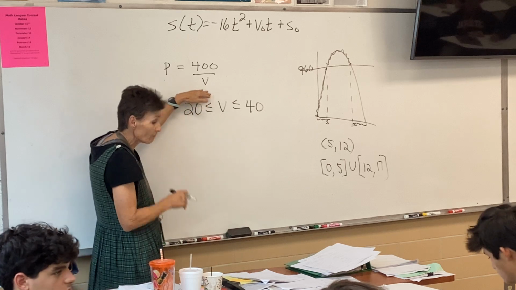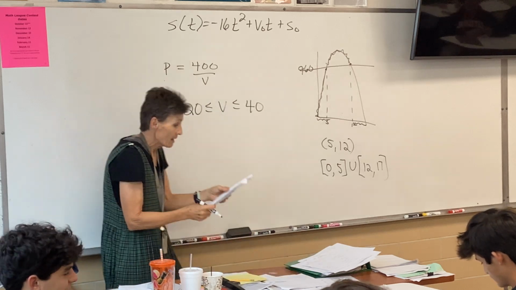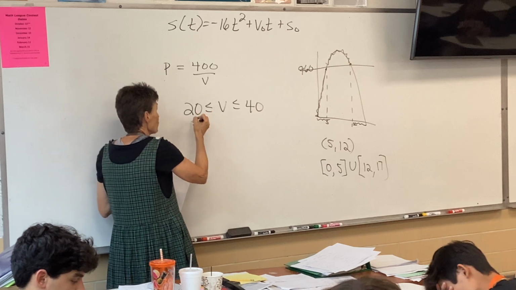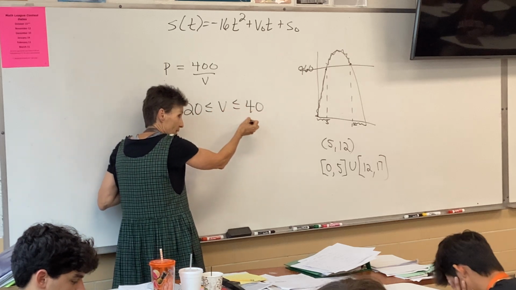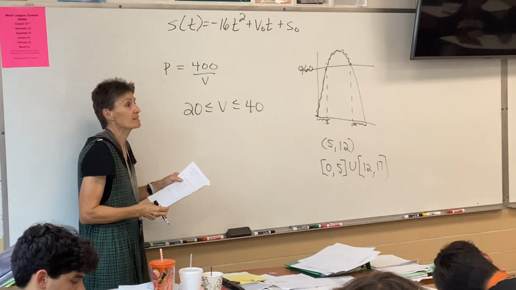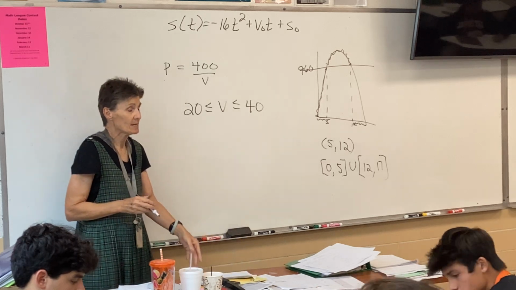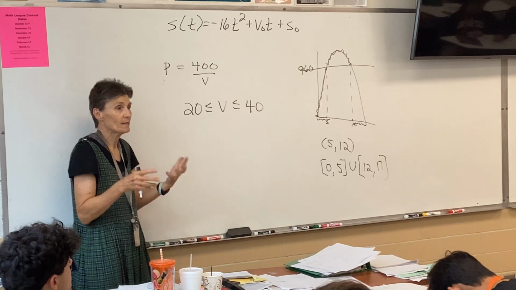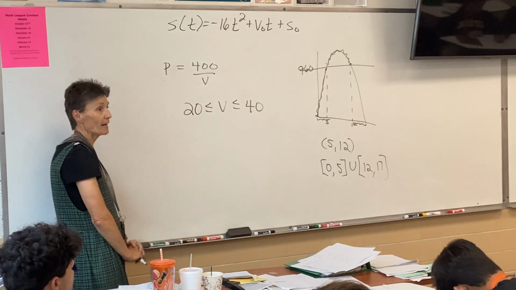All right, so here's the formula they give me. And they tell me that V has to be between 20 and 40. The question is, then what happens to P? If V has to be between 20 and 40, then where is P? Can you figure that out?